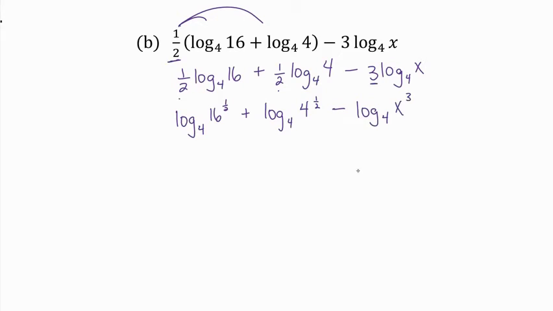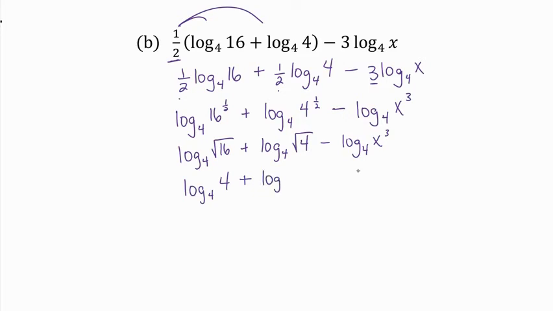I'm also, though, going to think about that 1/2 power. Remember, anything to the 1/2 power, that's the same as doing the square root. So I could think of this as log base 4, the square root of 16, plus log base 4, square root of 4. And this last guy I'll leave the same. And the reason for doing that again is, well, 16 and 4 are both perfect squares, right? So we could simplify that. Log base 4, the square root of 16 is 4. And then log base 4, the square root of 4 is 2.